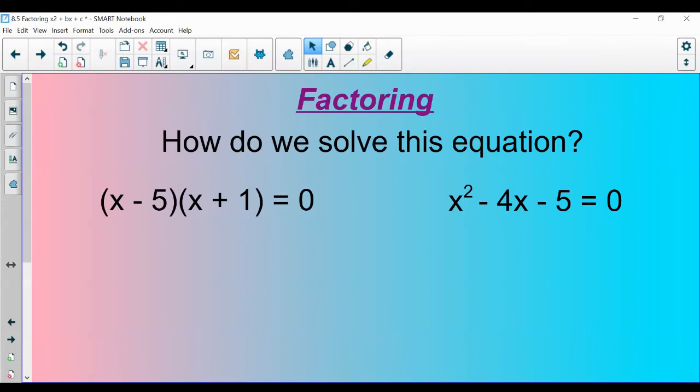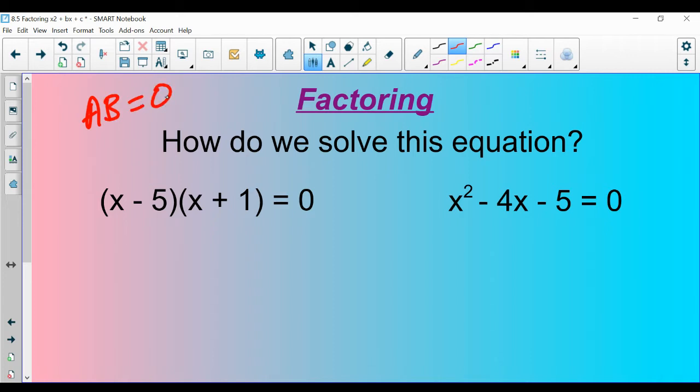Hello, algebra students. This is part B of our lesson on factoring from section 8.5. We have a couple of things that we need to remember before we get going. One of those is the zero product property. If you remember, the zero product property says that if you have A and you multiply it by B and the answer is zero, then either A must have been zero or B must have been zero.